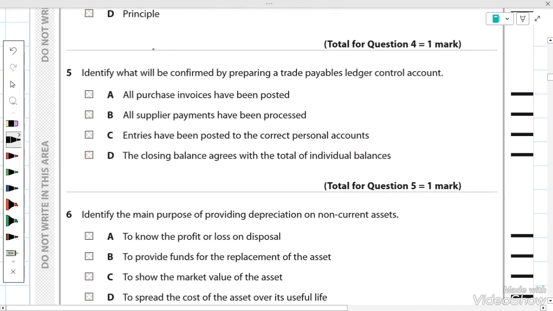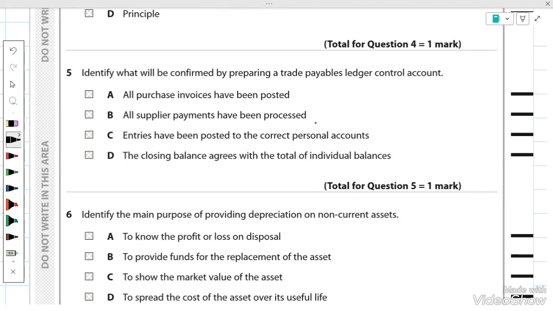Okay, question number 5: identify what will be confirmed by preparing a trade payables ledger control account. If we are preparing the PLCA, what are we confirming? All purchase invoices have been posted. It's not like this; we are not confirming this thing. All supplier payments have been processed.